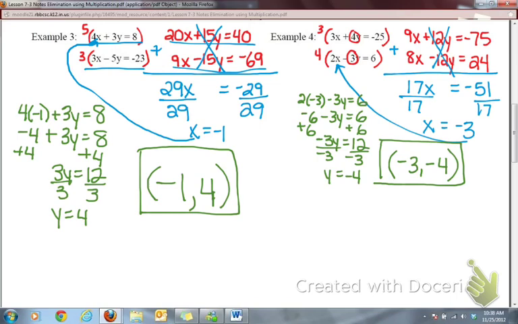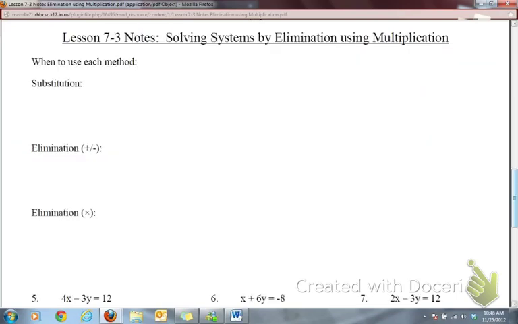Okay, at this point you have learned the 3 new methods in this unit. You've learned substitution, you have learned elimination with adding and subtracting, and you've learned elimination using multiplication now. On the rest of the notes today, we are going to just talk about when is it best to use each method. So this is really kind of like a review of this unit. As we finish up the unit and we are basically getting ready for another test here, you need to be able to know when is the best time to use each one of these methods.